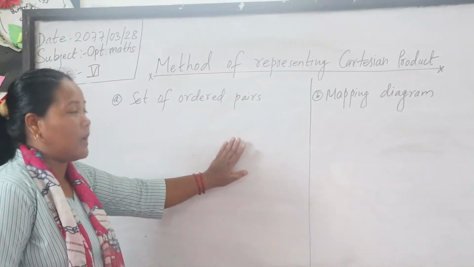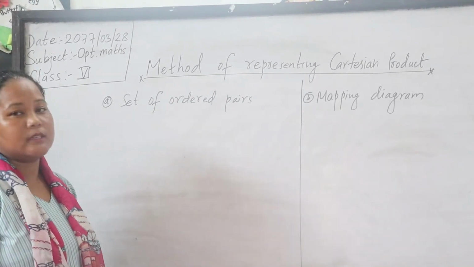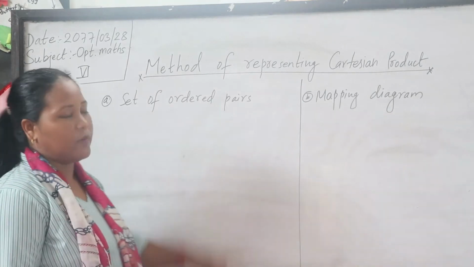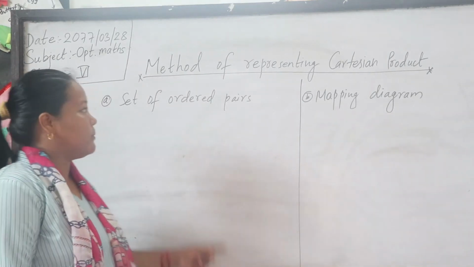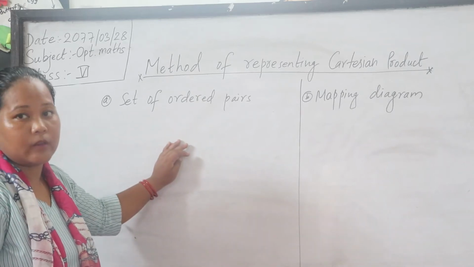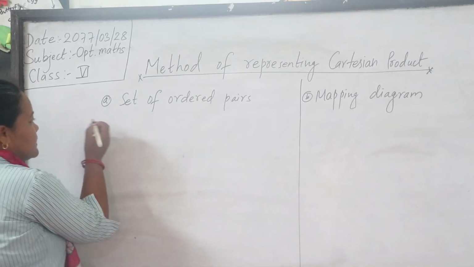Okay students, now the methods of representing the Cartesian product. The first method is the set of ordered pairs. How to represent the Cartesian product by using a set of ordered pairs? For that, let's take the sets first.